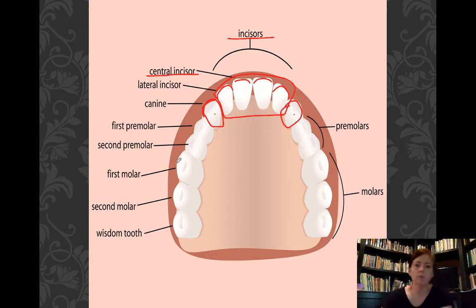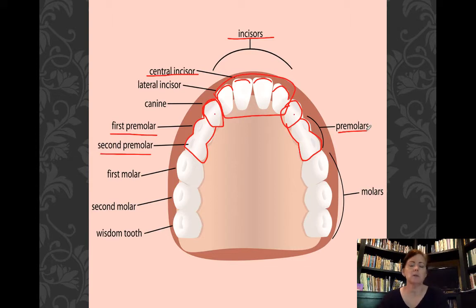Then we've got what we call premolars. We've got two premolars on each side. So we're going to have a first premolar and a second premolar on one side, and then a first premolar and a second premolar on the other side. Okay, so that's going to be those guys. These teeth are also called bicuspids. So four premolars or bicuspids on the bottom, and then four on the top as well.